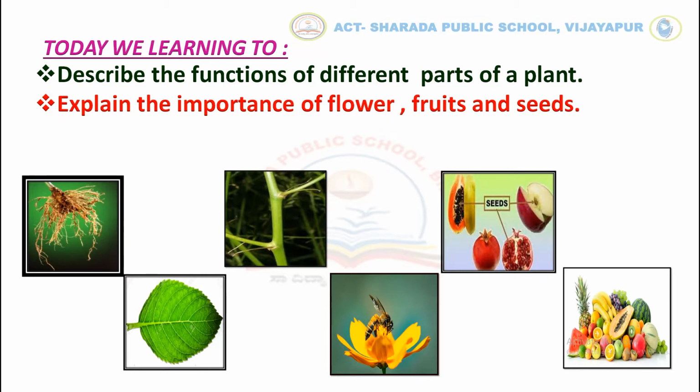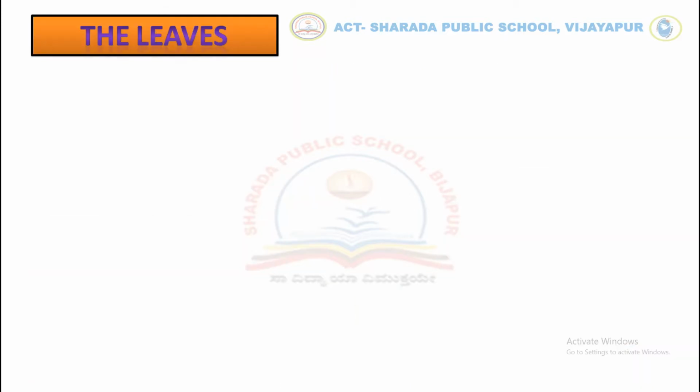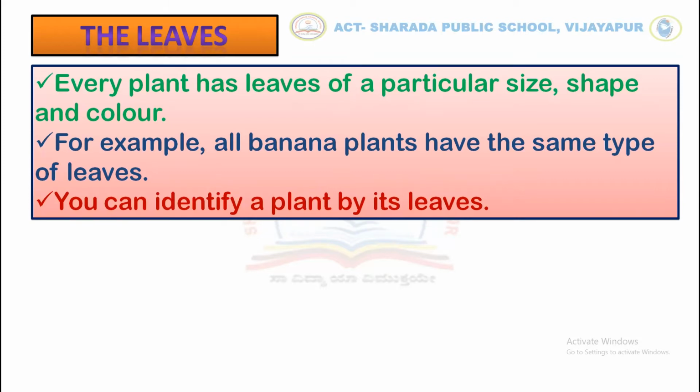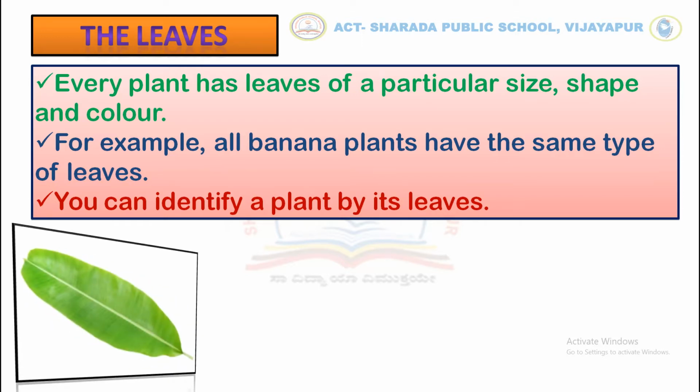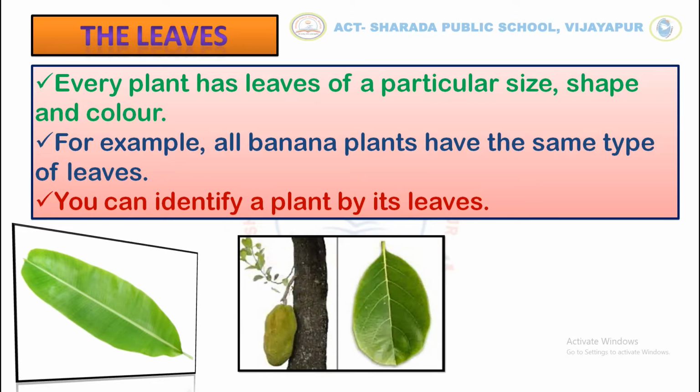Let's know about the leaves. Every plant has leaves of a particular size, shape and color. For example, all banana plants have same type of leaves. You can identify a plant by its leaves.